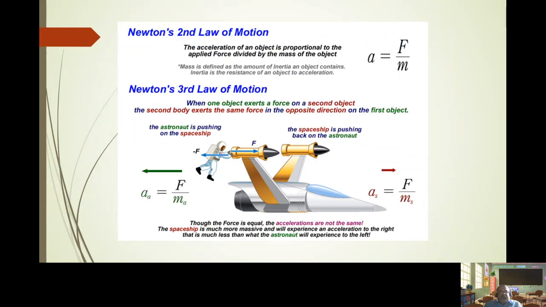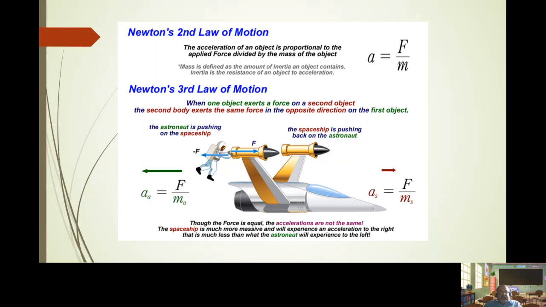Mass is defined as an amount of inertia in an object, that is, inertia is the resistance of an object to acceleration. Acceleration equals F by m, or F equals m into a. The third law of motion states that when an object exerts a force on another object, the second body exerts the same force in the opposite direction on the first object.